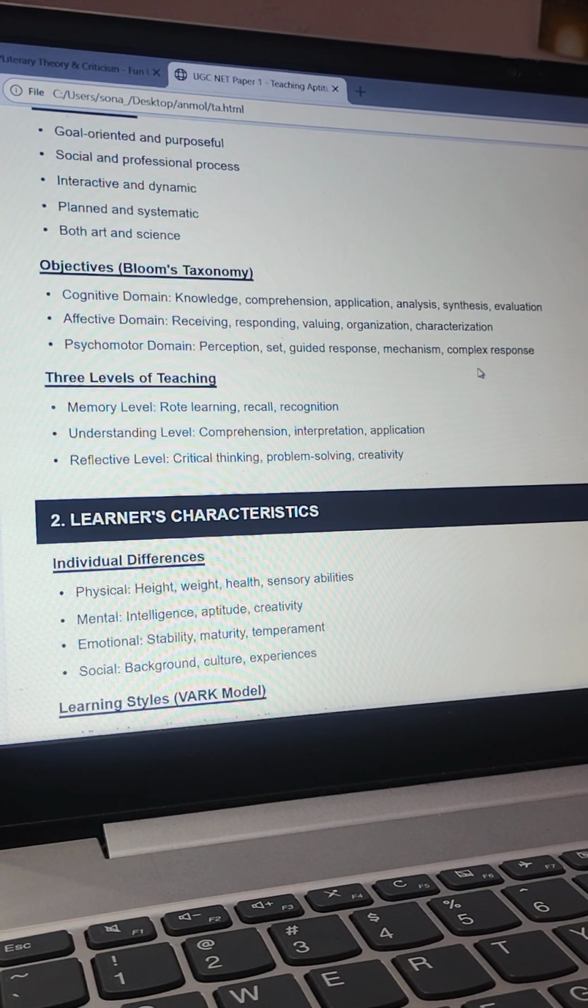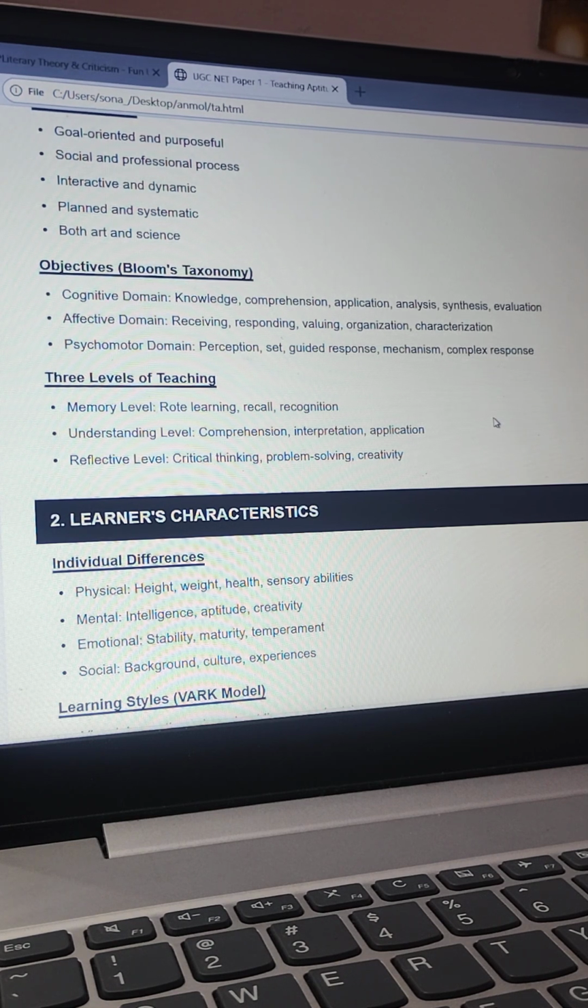In the affective domain we have receiving, responding, valuing, organization, and characterization. In the psychomotor domain we have perception, set, guided response, mechanism, and complex response. I think you can better relate with the keywords, as keywords are the most important part of doing a paper.